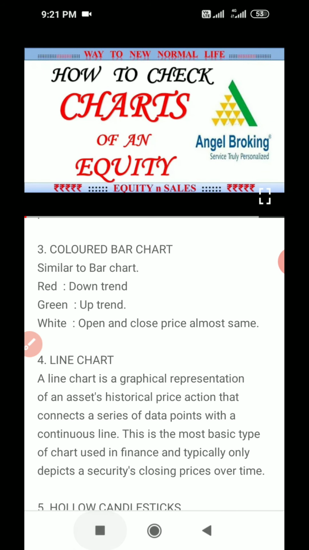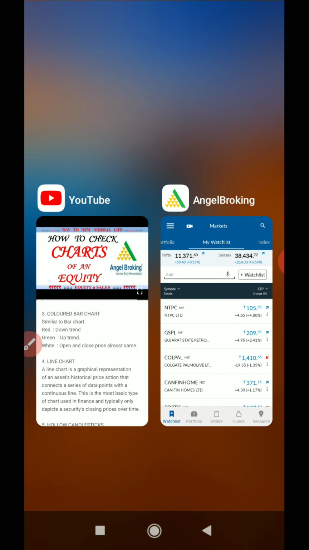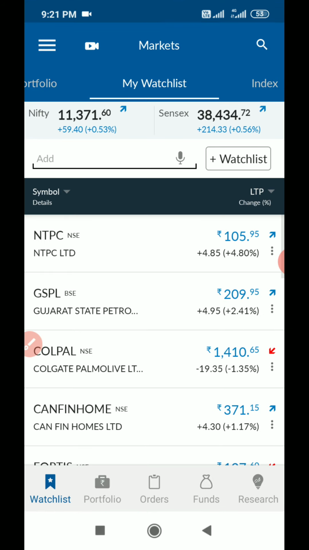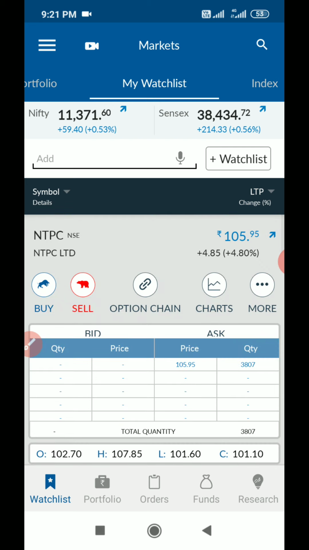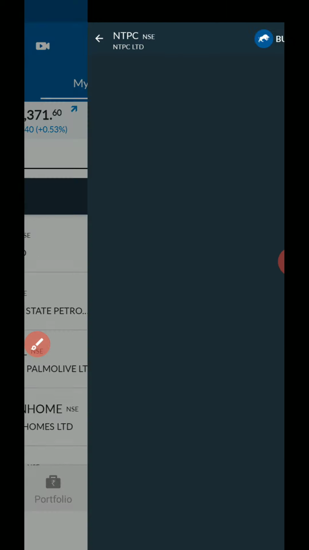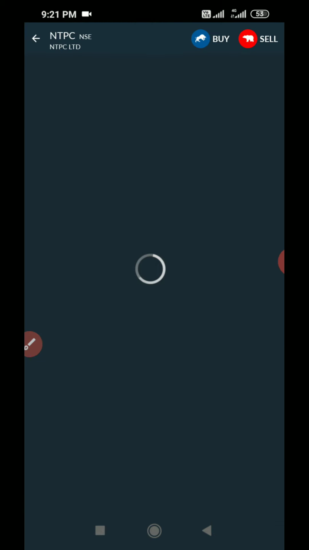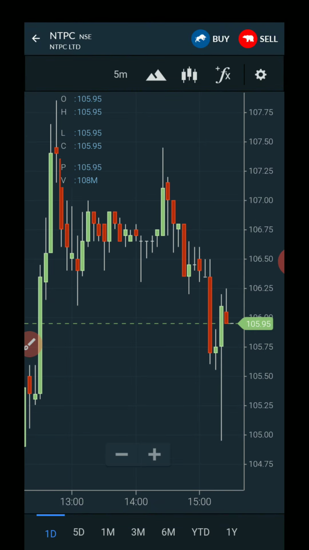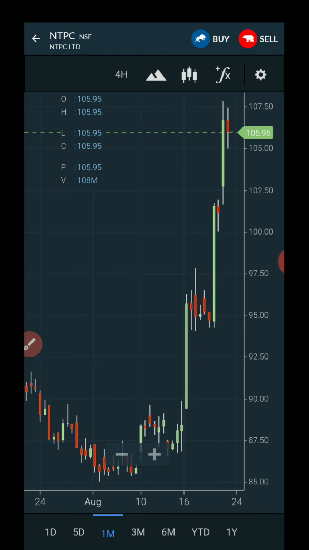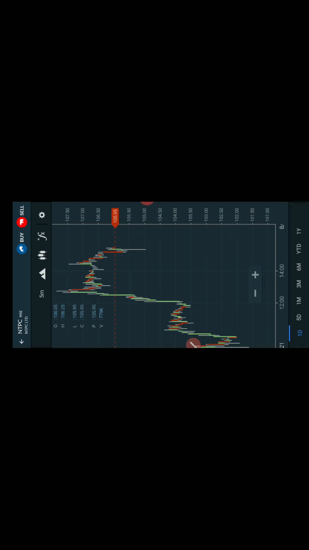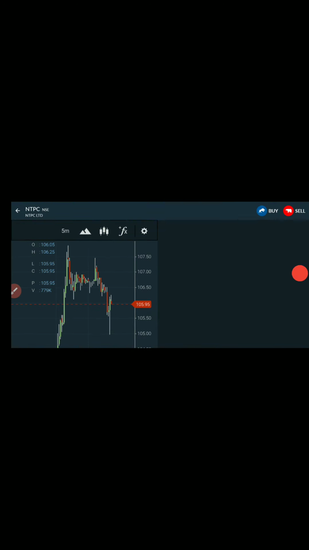Now we will go directly to the Angel Broking app. In the Angel Broking app, first you select an equity which you would like to monitor. Just press on it. Now you can see the option chart directly. Press on this chart. Now the chart window will open. When it opens, it will be vertical. Here you can see 1 day, 5 day, 1 month, like that. First I am turning the screen to make it horizontal, which will be easy to understand.